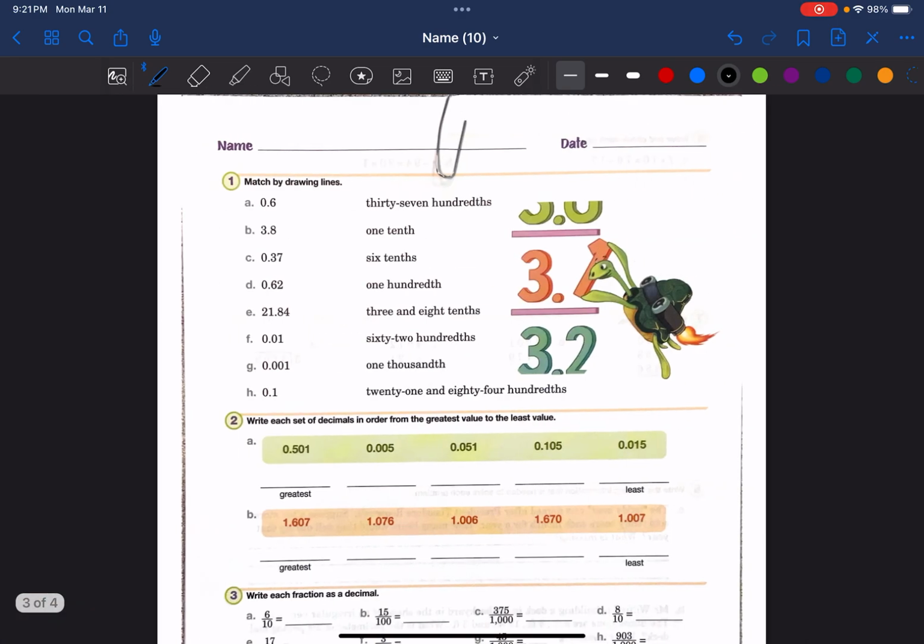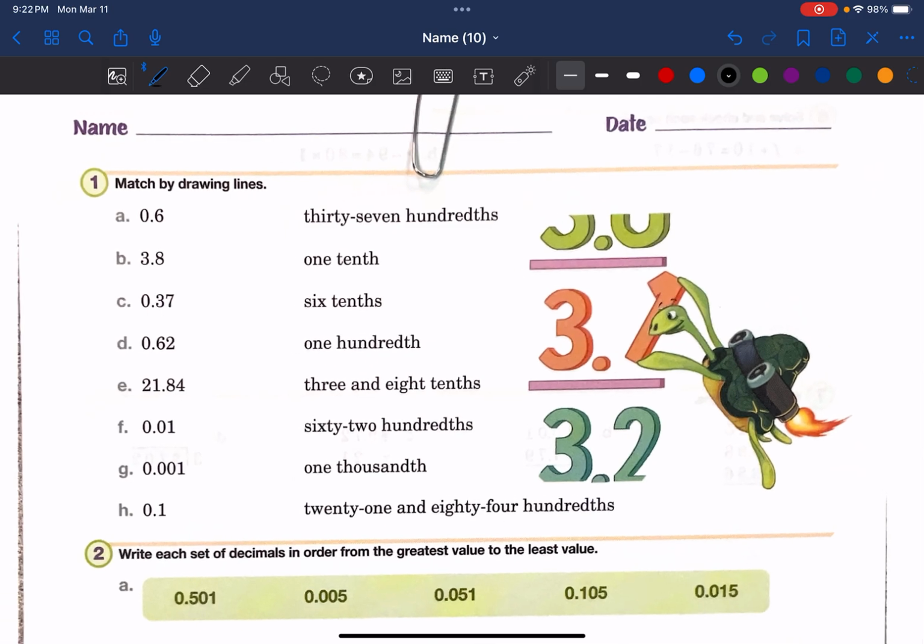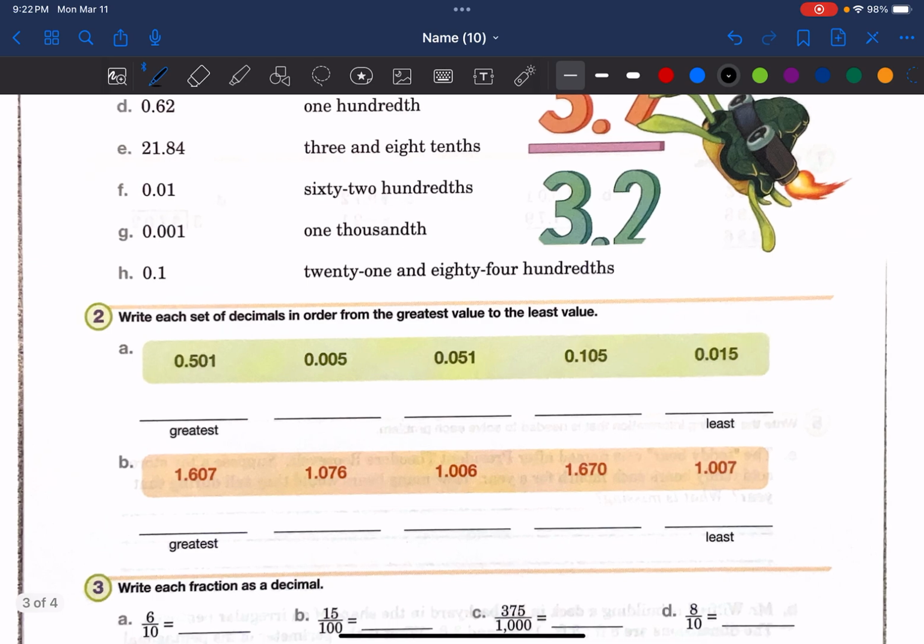All right, next page. I want us to practice matching these because it's really important that you practice saying them and knowing how to read them. Okay, then number 2, I want you to write each set in order from greatest, meaning the largest, to the least. So it is just like when we're doing ABC order. You first look at your first letter. The very first number, they're all zeros. So therefore, I'm done with that one, and I move on to the next number.